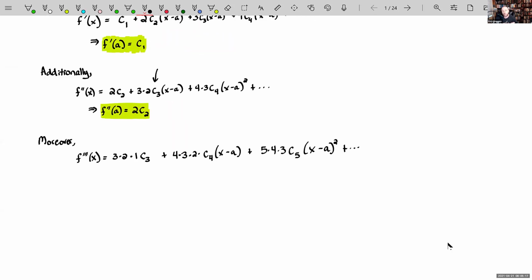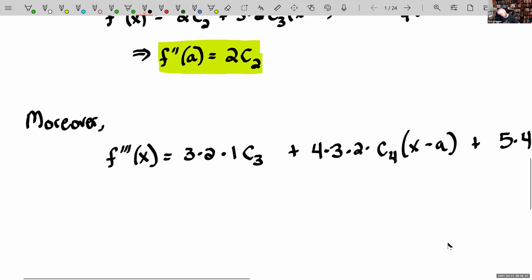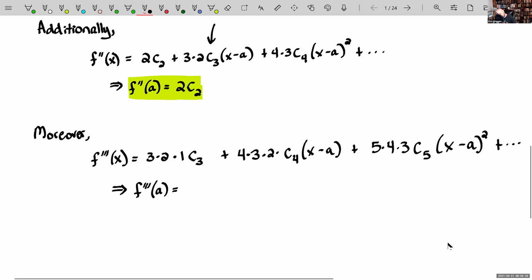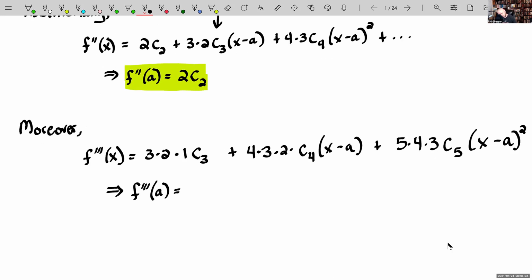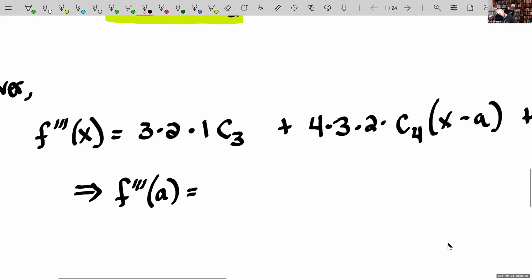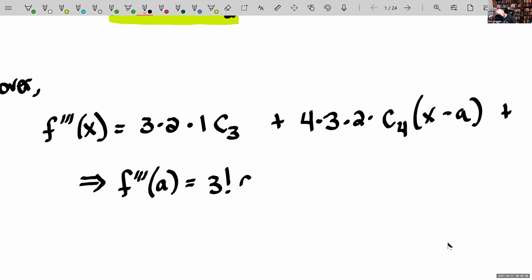And if you evaluate the third derivative at the center, all the other terms turn off except for the first one. And the first one, the way I've written it, 3 times 2 times 1, is 3 factorial c3, because I've written it as 3 factorial.